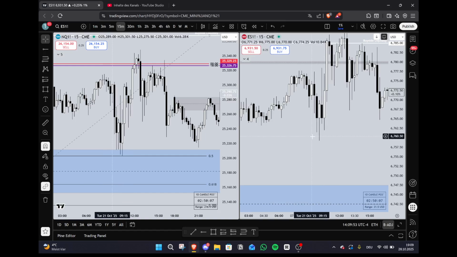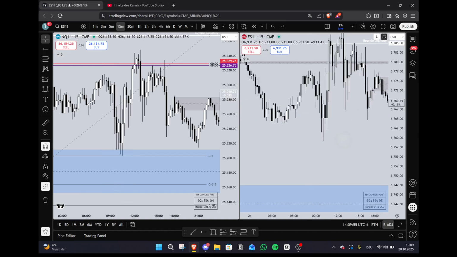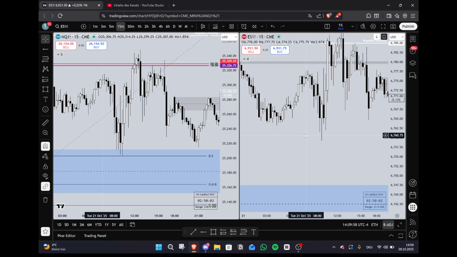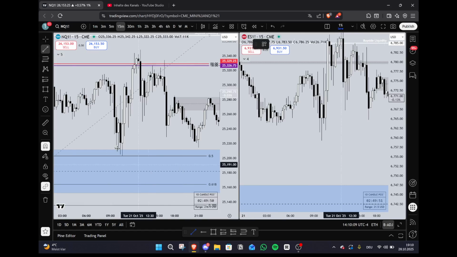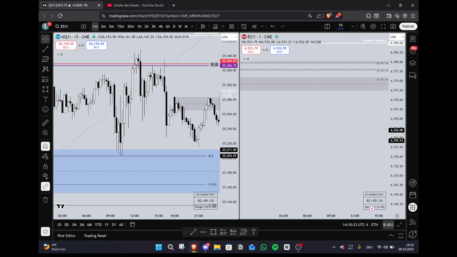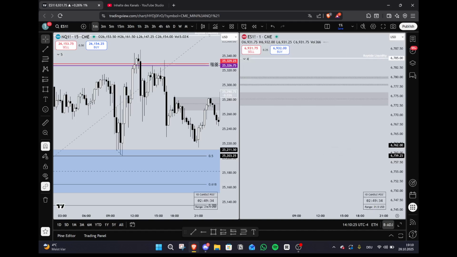I usually count this as like PD arraying S&T if you want to call it that. It just comes with time, it comes with experience. You can see which asset is stronger, which is not. And what I saw right here at market open was NQ making a lower low and ES keeping the higher high and not sweeping below it. What does that tell us?